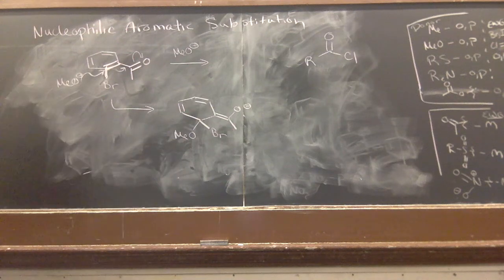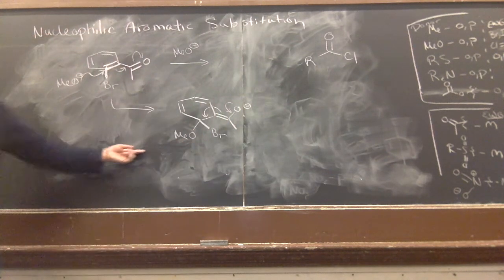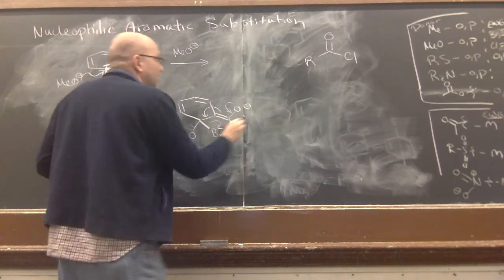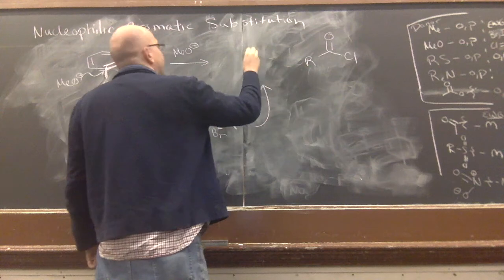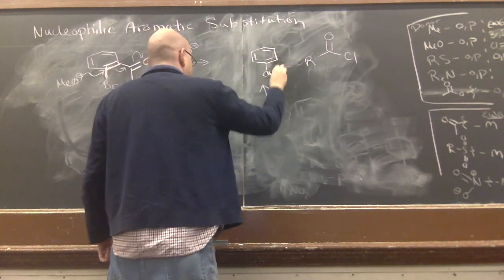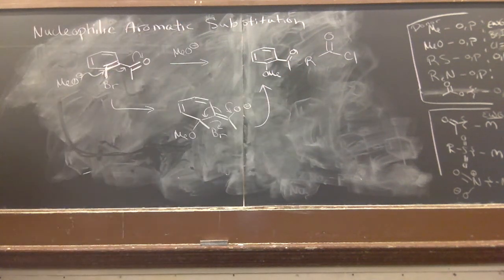But now what happens is when we get to this intermediate here, there wants to be a drive to reform aromaticity. And when you kick back down, you have a couple options that you can eliminate. If you eliminate the methoxy, you're just going to go in the reverse direction. But if you eliminate the bromide, then you generate a new compound, and you effectively get your substitution. Okay? And so this is an example of nucleophilic aromatic substitution.